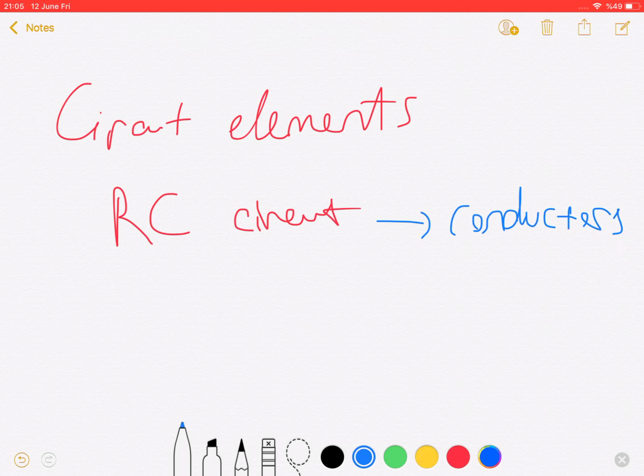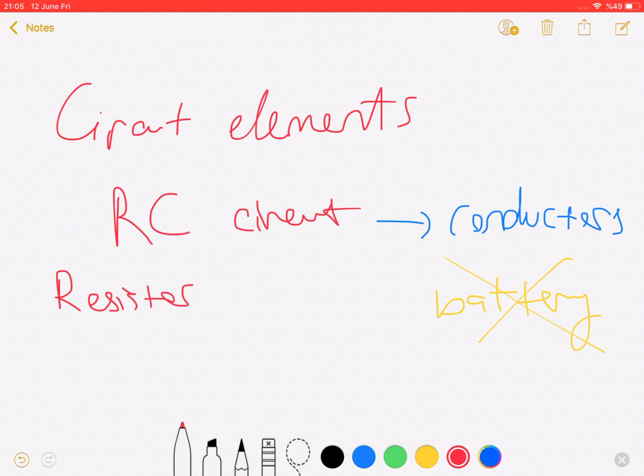Of course, we are not thinking about the battery. By the way, let's give brief information about the RC circuit. An RC circuit is a type of circuit that includes a resistor and a lovely capacitor. But we are not interested in these topics today. We are interested mainly in conductors.